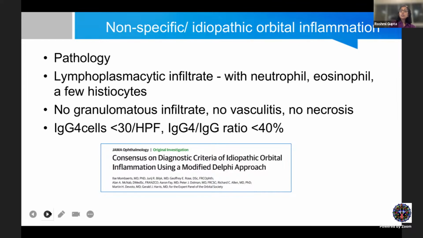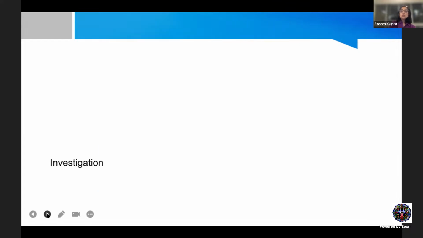Necrosis in a granulomatous inflammation, we'd be talking about TB. In this kind of infiltrate, if immunohistochemistry is done, IgG4 cells would be less than 30 per high power field, and IgG4 to IgG ratio would be less than 40%. So with this kind of background, then we start talking about how we are going to investigate a patient typically with orbital inflammation, where we are suspecting an orbital inflammation.